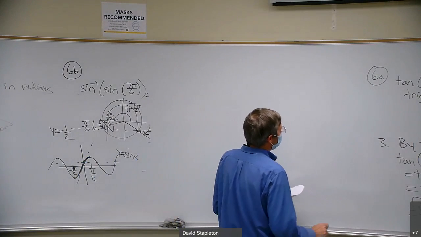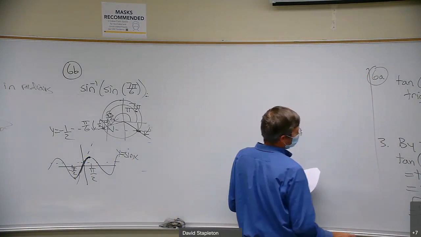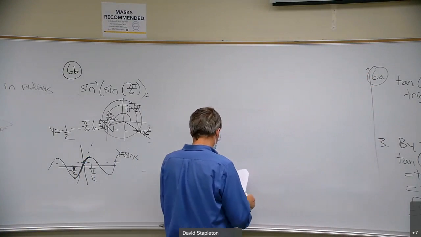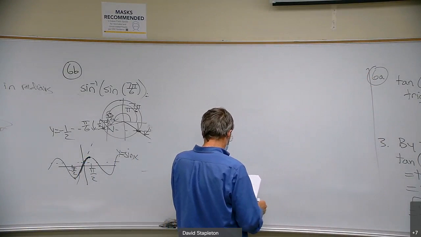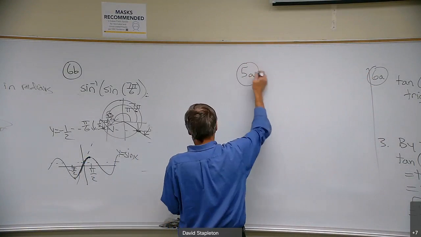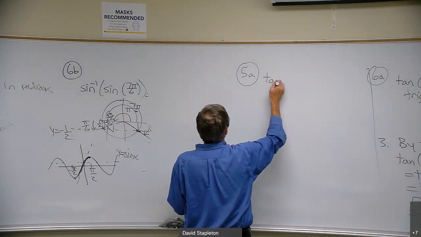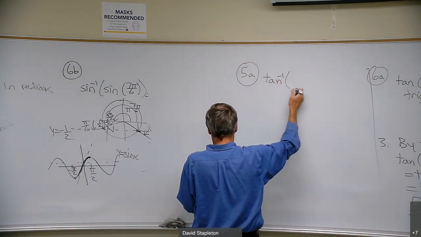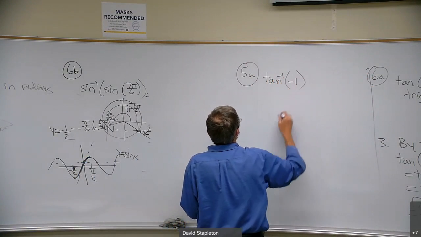On the test, we'll just assume x is positive to avoid having to do a separate case. All right. Well, how about this one? This is 5a. I'm going to ask you to do some inverse trig functions, and this is the hardest one if I ask you to do inverse tangent. What's the inverse tangent of -1?